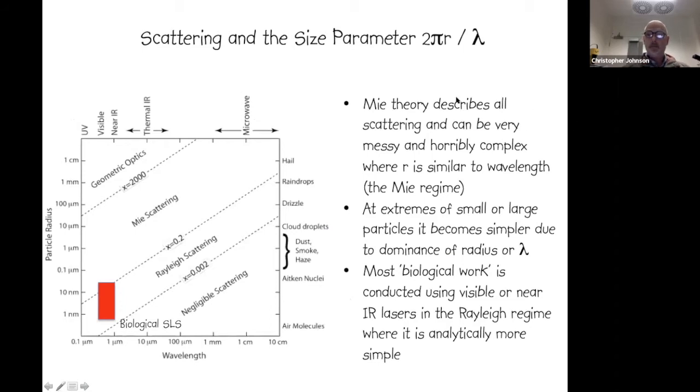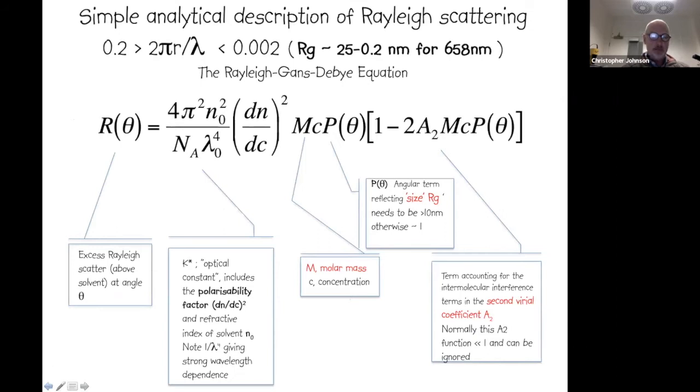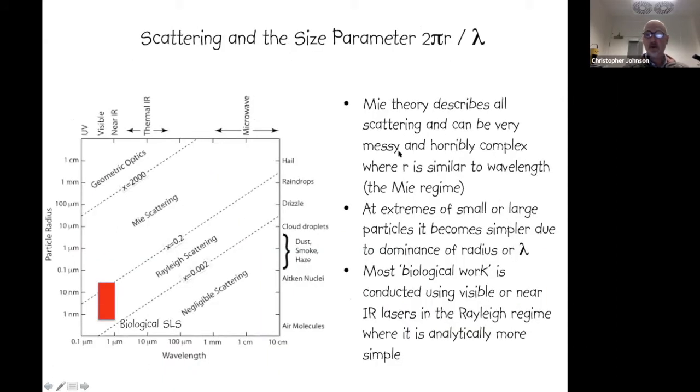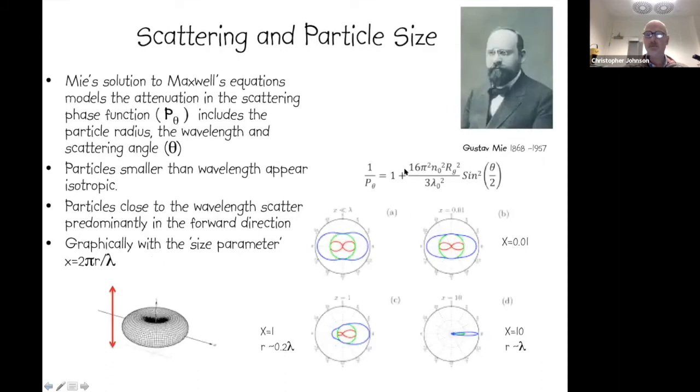This brings forward a few interesting observations. Mie theory will describe all scattering, but unfortunately the mathematics of this is extremely complex and horribly messy, and this particularly applies in this regime, when we think about the size parameter where the radius of the particle is similar to the wavelength, the so-called Mie regime. At extremes of small or large particle size, the whole analytical description of scattering becomes a lot simpler. And this is due to either the dominance of the radius or the wavelength in this relationship here.